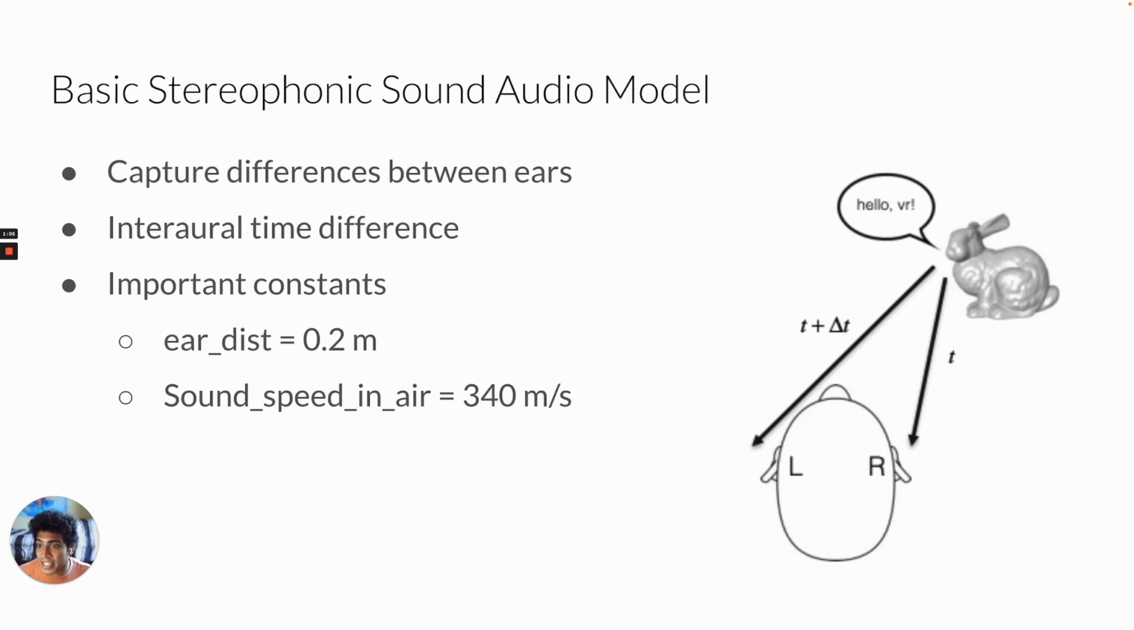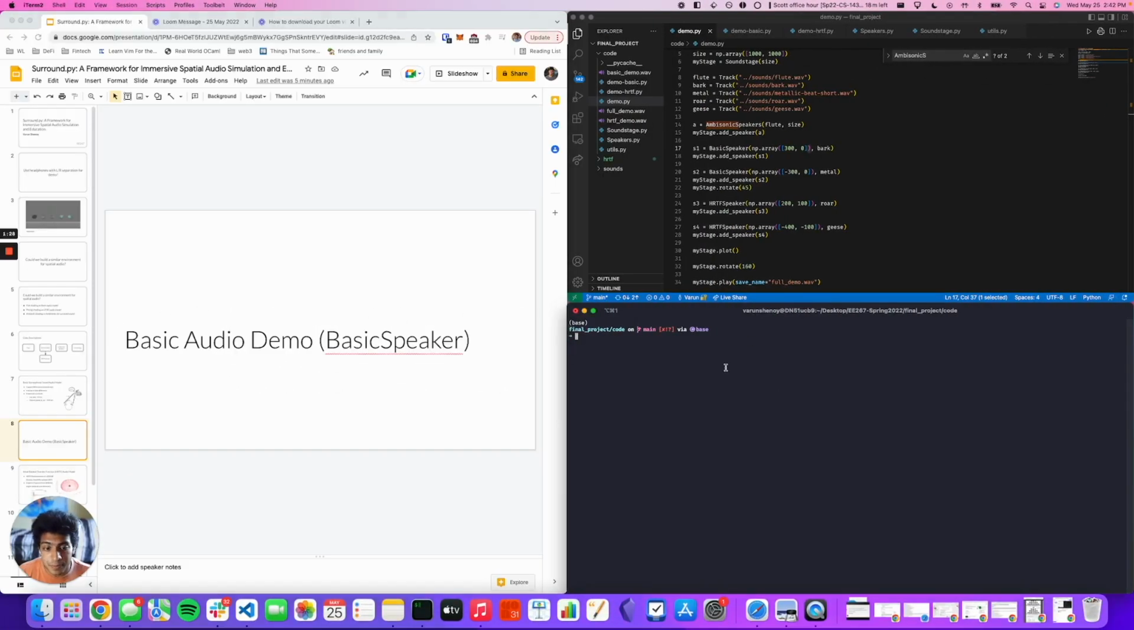So let's start off by looking at basic stereophonic sound audio. Basically, if there's a sound in front of you, maybe a little bit to the right, your left ear is going to hear it slightly afterwards, so we need to capture that difference in time. Some important constants were that there's about 0.2 meters between your ears, and the speed of sound in air is 340 meters per second. Let's look at a quick demo.